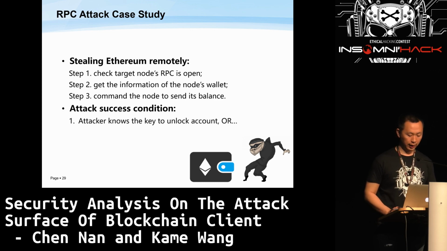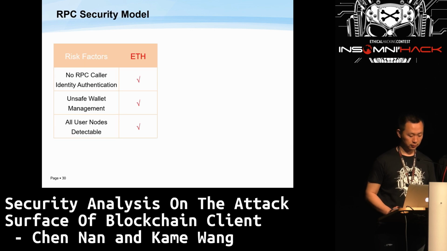Situation 1, the attacker knows the password of the victim's account. However, this is very hard to achieve. Situation 2 is that the account is unlocked by its owner. Under this situation, if the account is not relocked manually by the owner, there will be a time window for attackers to invoke the RPC interface to send ethers.